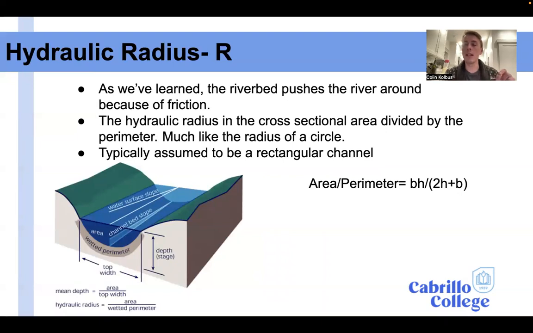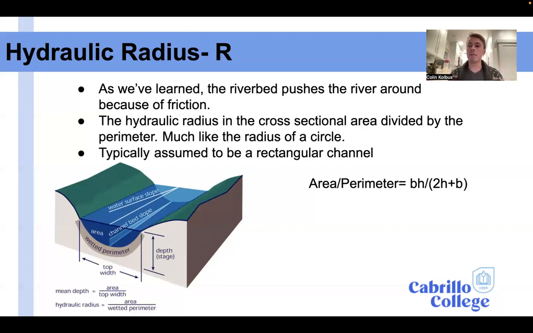And the hydraulic radius tells you how much of the water is in contact with that riverbed. Is it a really wide, shallow river? That's going to have a really low hydraulic radius because the perimeter is so large. Or is it more of a concentrated channel? That's going to have a larger hydraulic radius, and it's going to flow faster.